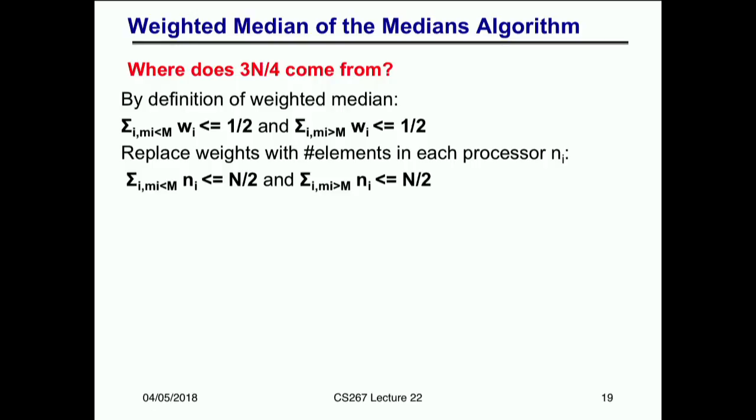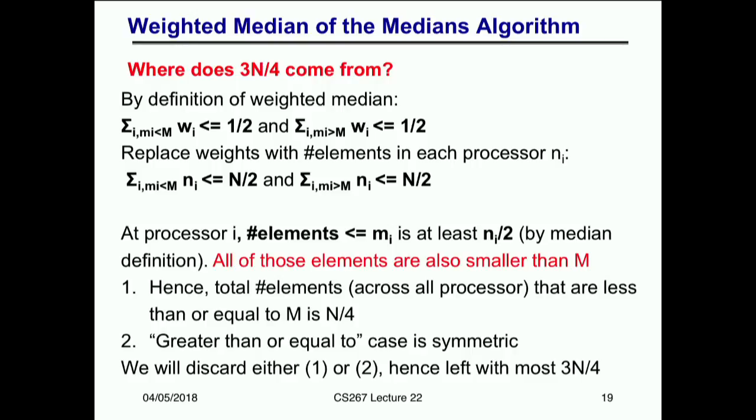So that's just the definition. It tells you that you can adjust median selection by using weights. Now, where will the weights come from? They will come from the elements in each processor's local batch.